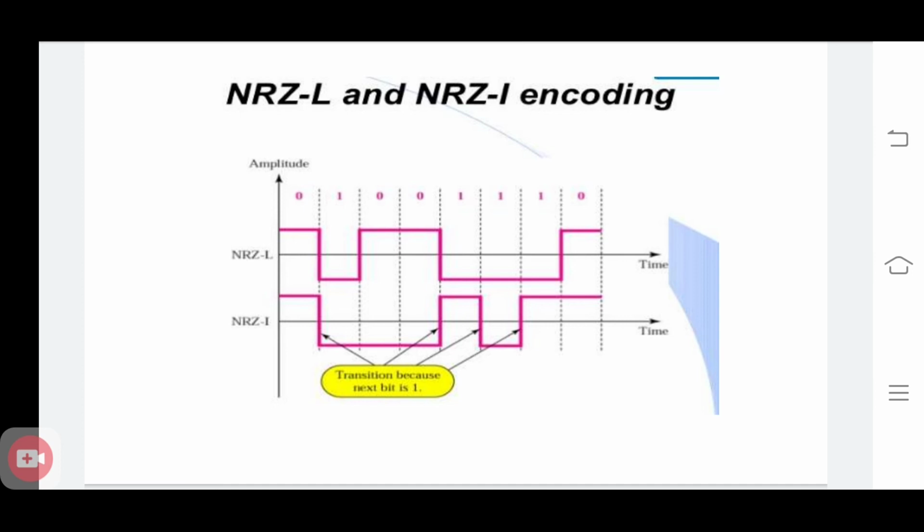And there is a transition. Why? After 3 ones you have 0, and 0 represents a high voltage, right? This is NRZ-L. Clear? In this data, 0 1 0 0 1 1 1 0, how can we represent it using NRZI?